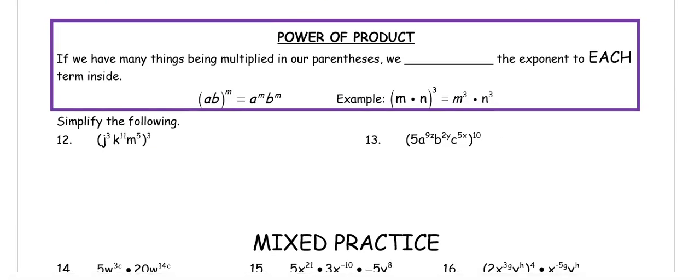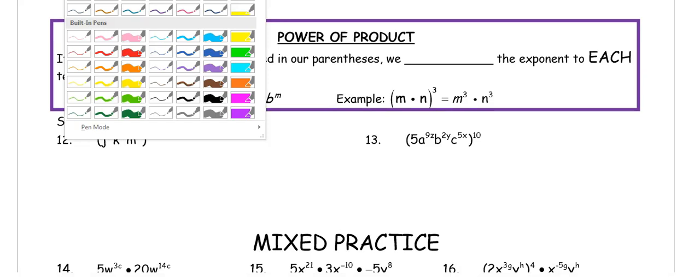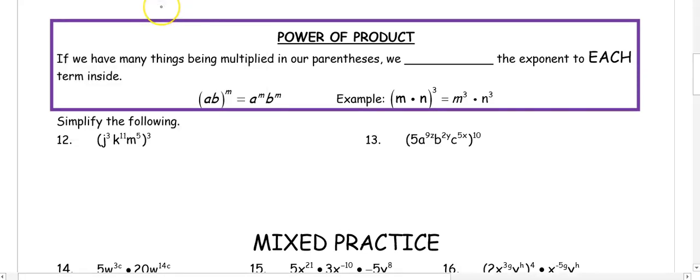Now this exponent, the next exponent rule, is just saying what happens when there's multiple things in our parentheses. So if you have many things being multiplied in the parentheses, we're going to multiply the exponent to each of the terms inside. So for example, a and b would both get that exponent multiplied with them. M and N would also get the exponents with them.